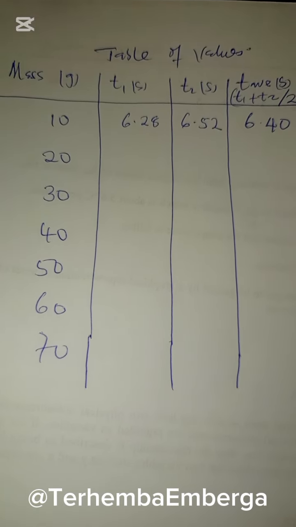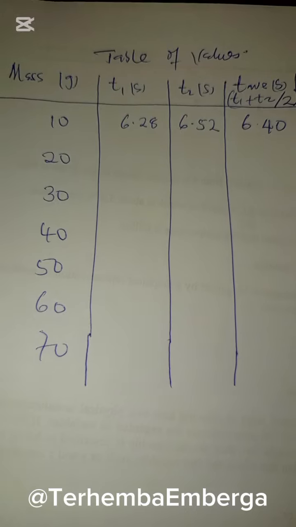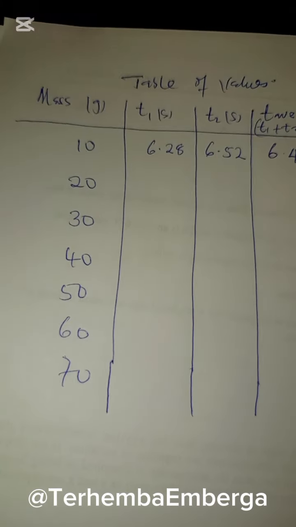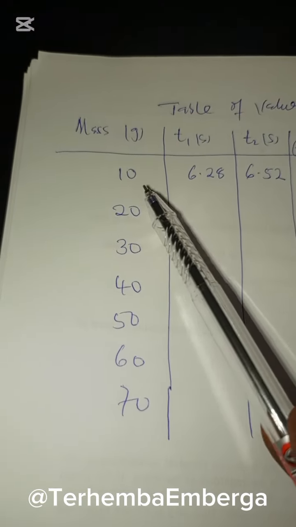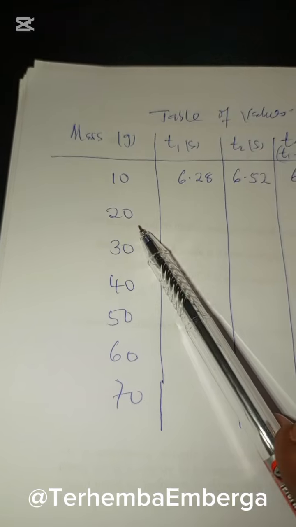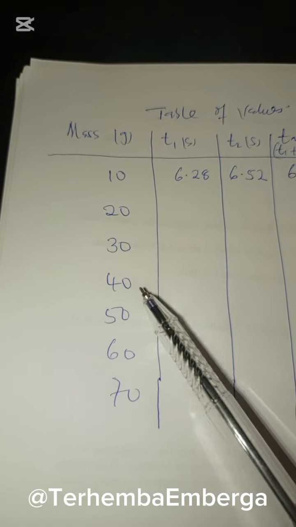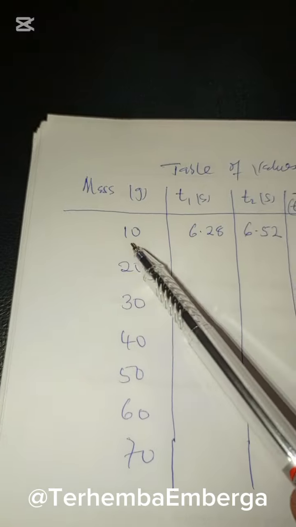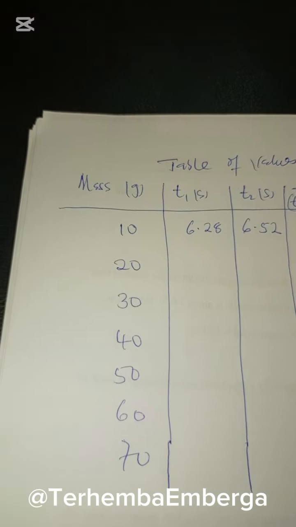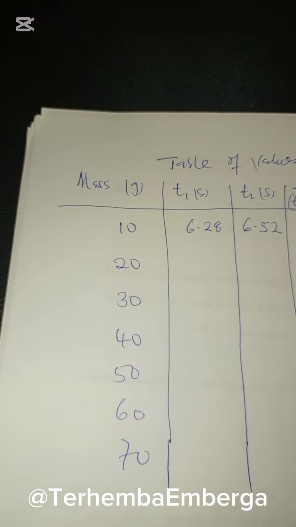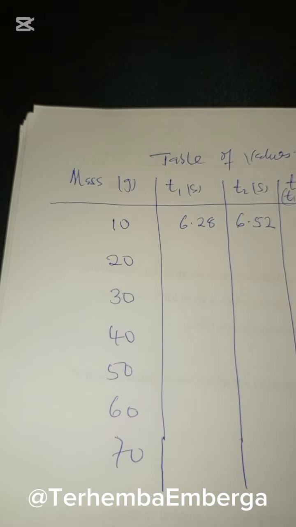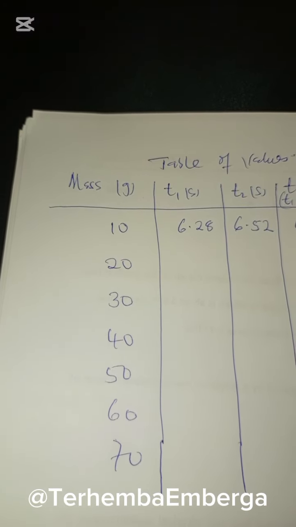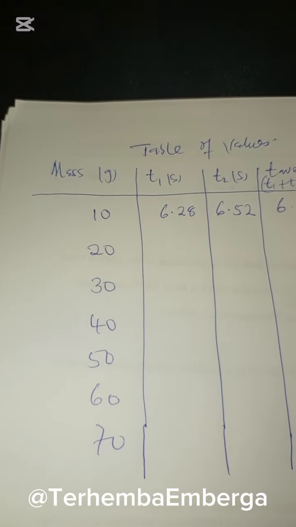This is the situation whereby you have the marks. The first one is 10, 20, 30, 40, 50, 60, 70 in that order. So for the first one, you are supposed to read the time for 20 oscillations, and this is T1 in seconds.